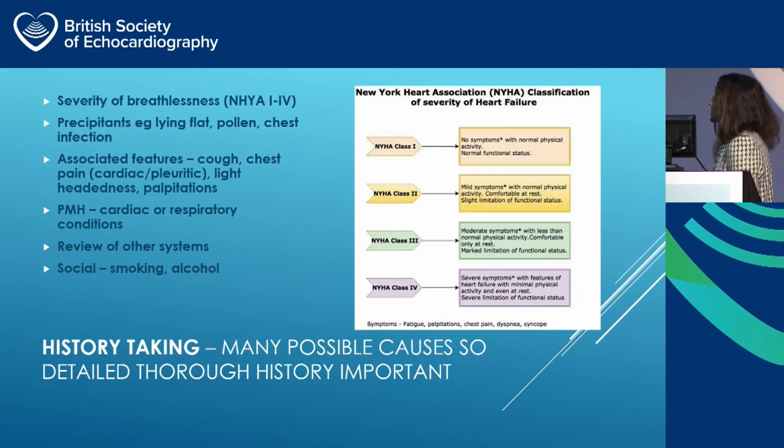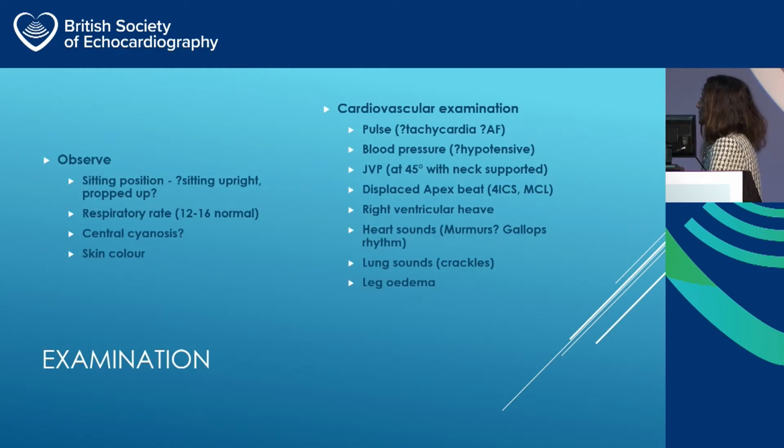Do they get palpitations? We want to know anything of note in the past, cardiac or respiratory conditions that they may have had previously, any operations, etc. Ask about other systems. Remember, anemia causes breathlessness. Thyrotoxicosis causes tachycardia. So you want to know, is there anything else wrong with any other part of them? And social. Smoking, of course, no-brainer with lung disease and ischemic heart disease. Alcohol causes a cardiomyopathy. You want to know about their social situation. How fit are they? How frail are they? All of this will impact on your decision-making later down the line.